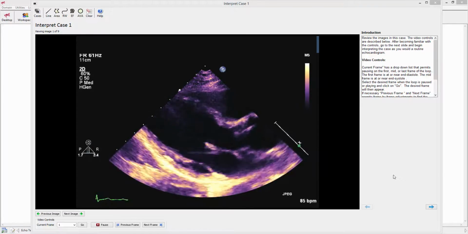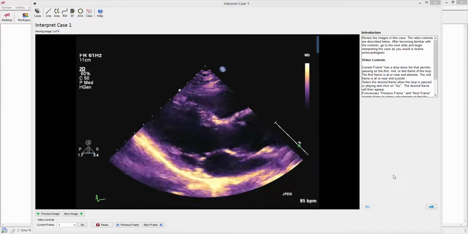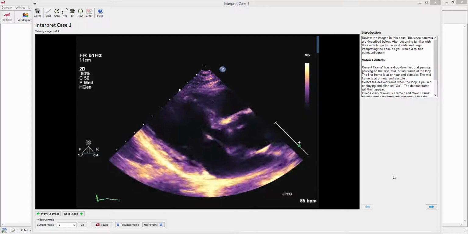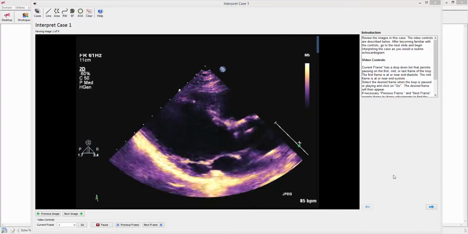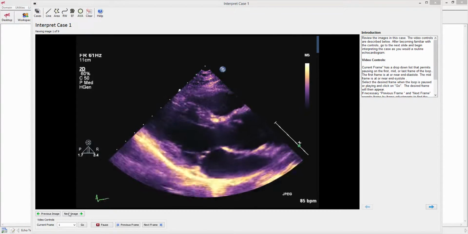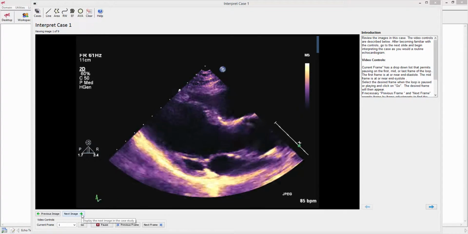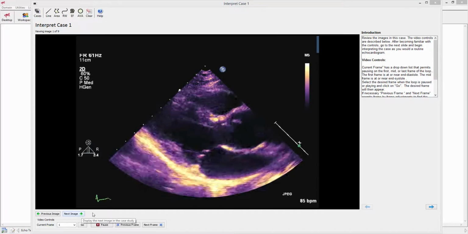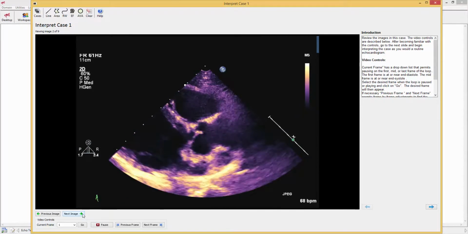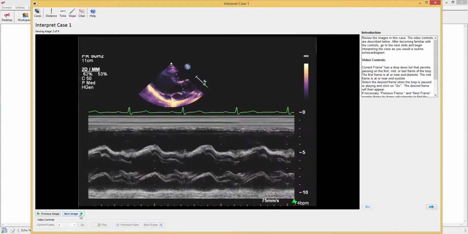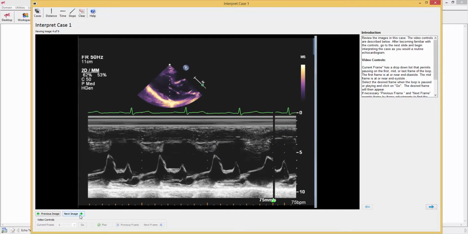Here's the same case that we looked at just earlier. Just to refresh your memory, this is a case of a bicuspid aortic valve with a mild aortic regurgitation and a mildly dilated proximal aorta. And again, these are the images, the 9 images that were available for that interpretation.